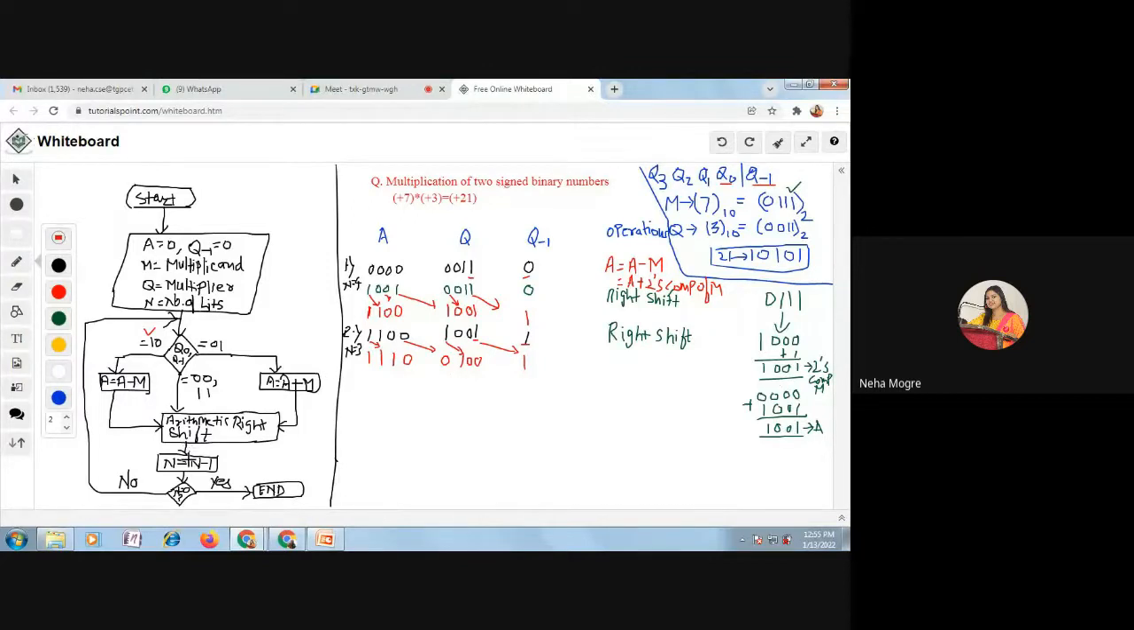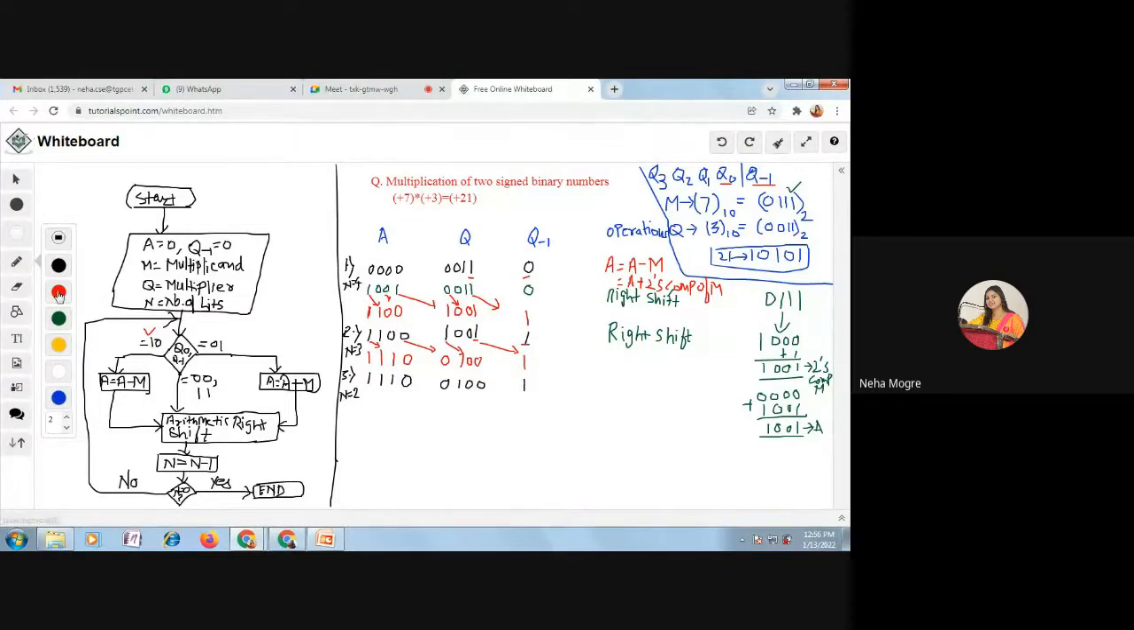So this is a right shift. Just perform the right shift and decrement the value of n. So my third step will be where the value of n is 2. I'm writing this, what I wrote in red color, here: 1 1 1 0 0 1 0 0 and 1.